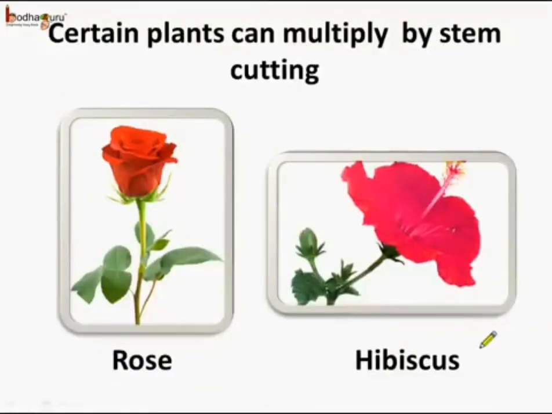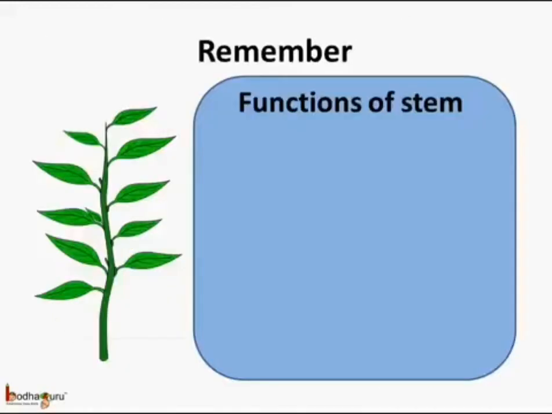What are the other uses of stem? In certain plants, the stem cutting can grow into another plant. So, stem cutting is the way by which plant multiplication takes place in certain plants, like in the case of rose and hibiscus. A stem cutting can grow into another plant.